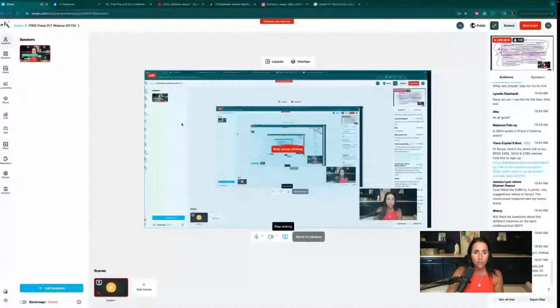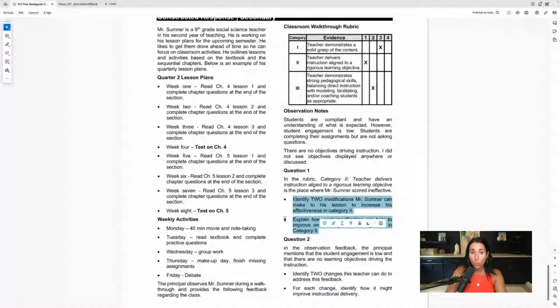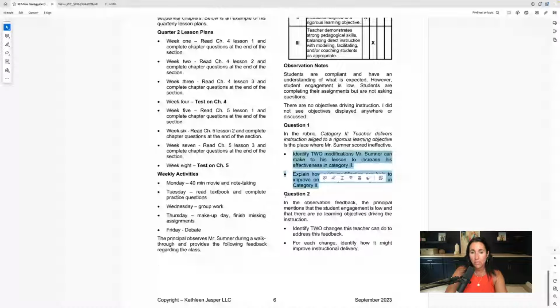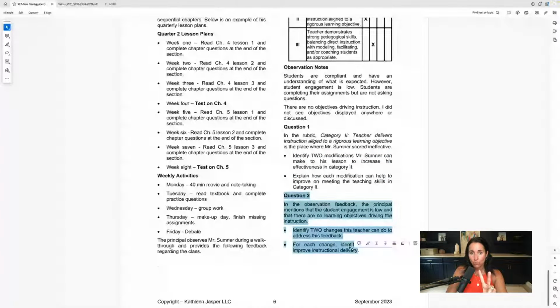All right, let's go to the second question here. Now, this is all one constructed response, mind you. This is just one constructed response. It happens to have 2 questions. It may be that this is 2 separate. It just depends on how they set it up.